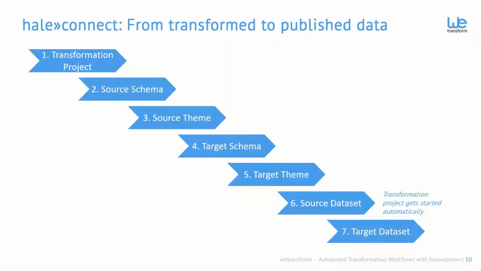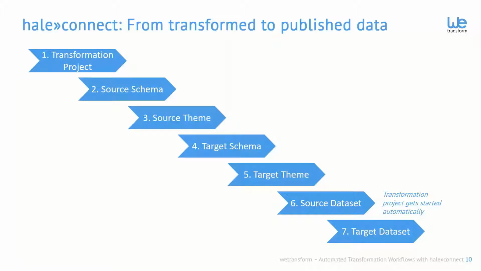This is really what it takes. First step is your transformation project, and we'll export that directly onto Hale Connect. Then we'll create a source schema and a source theme in order to handle our source data and make sure that when we upload it, it's valid. Finally, we need a target schema and a target theme. This tells Hale Connect what schema our target data should validate against. Hale Connect will validate the output of the transformation project, make sure that it's valid INSPIRE GML.